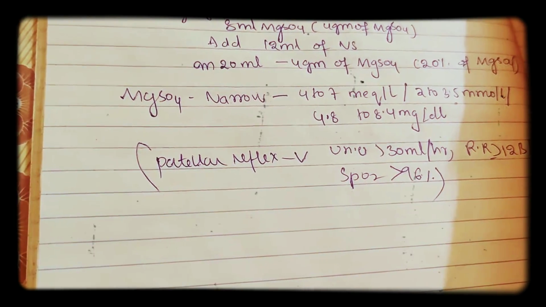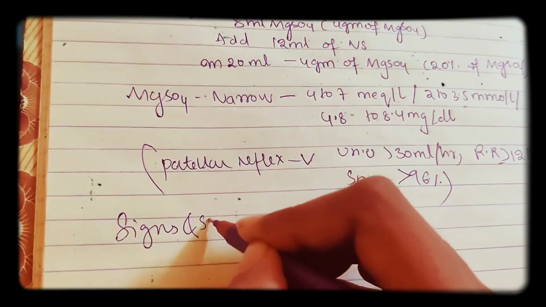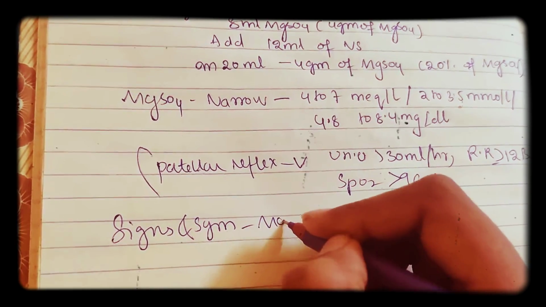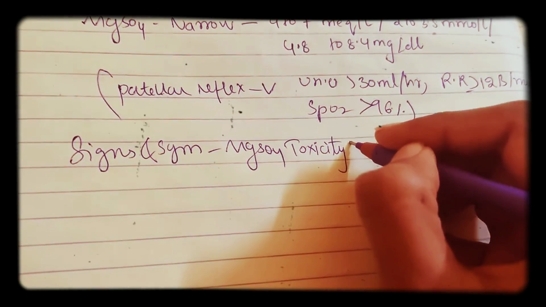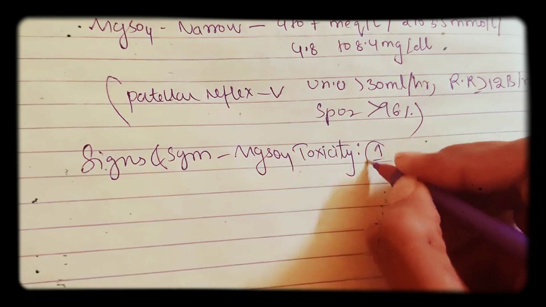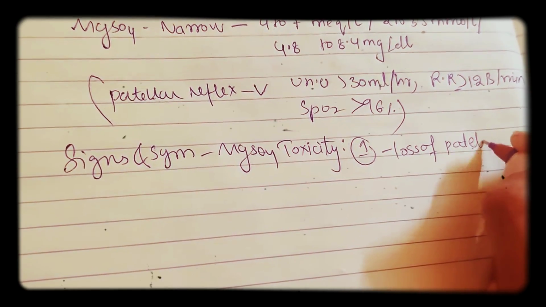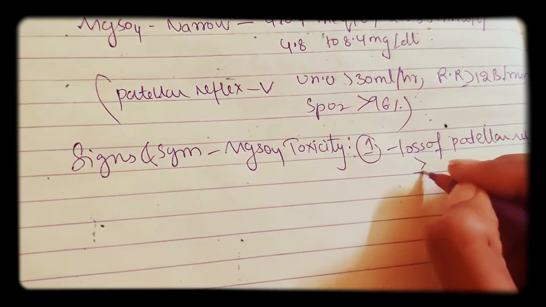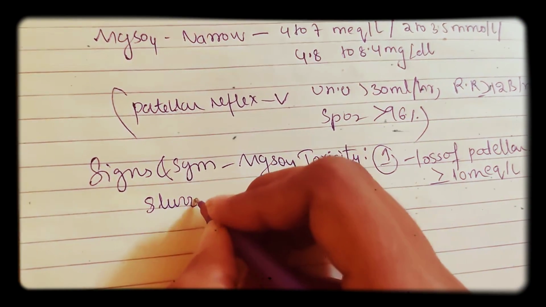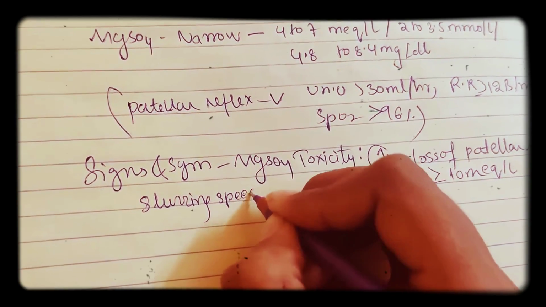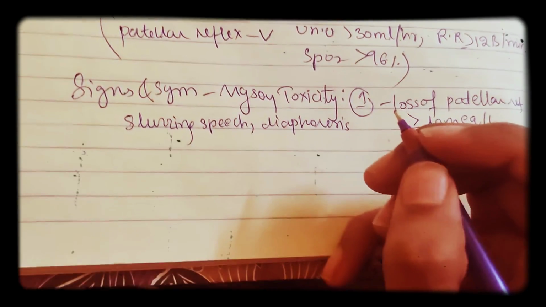So what are the signs and symptoms of magnesium sulfate toxicity? Let us see now. The first sign of toxicity is loss of patellar reflex. Whenever there is loss of patellar reflex, that is greater than 10 milliequivalents per liter, there is slurring of speech, and also there is diaphoresis.